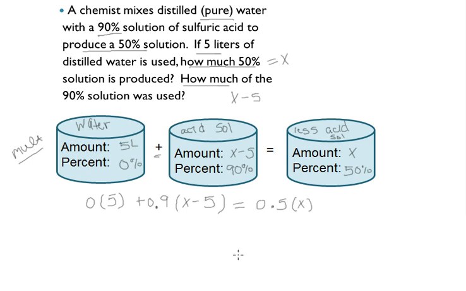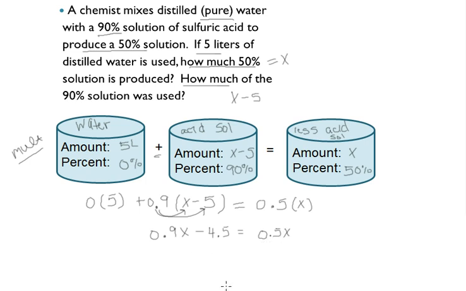Now I have an equation, and so I want to start to solve. Well, 0 times 5 is 0, so I do not need to write that in the next step of my equation. Now I need to distribute, so 0.9 times x would give me 0.9x. And then 0.9 times 5 would be minus 4.5 is going to equal 0.5x.